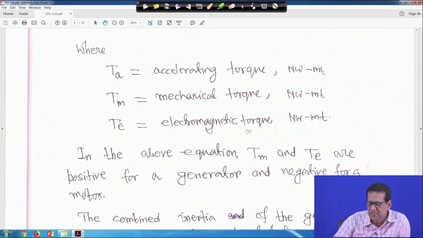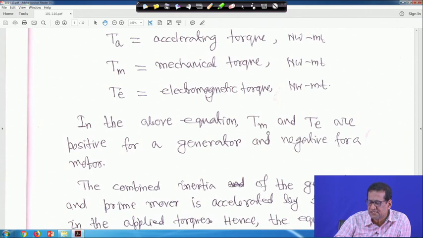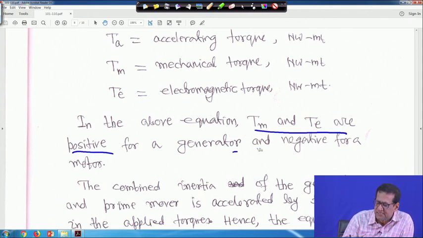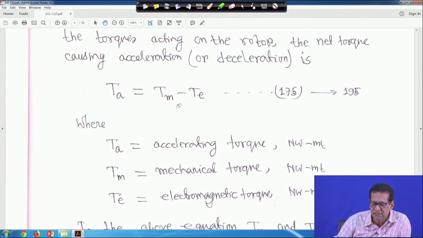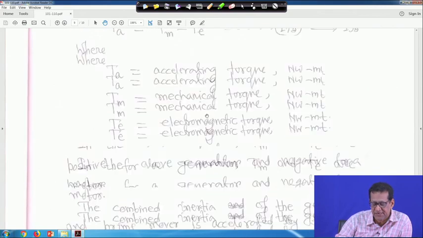And T e is equal to electromagnetic torque, that is also in Newton meter. In the above equation, T m and T e are positive for a generator and negative for a motor. That means this equation, T a is equal to T m minus T e for a generator, and if it becomes negative, then it will become T e minus T m for a motor.